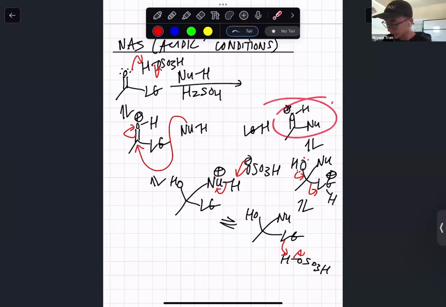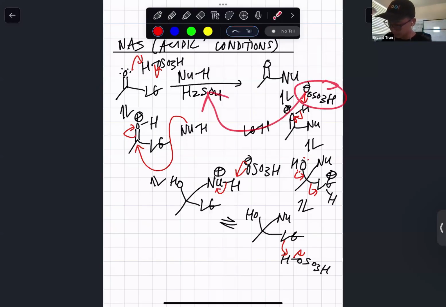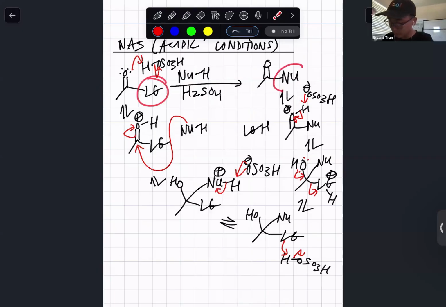And if we get our last intermediate right here, the last part of this mechanism is to neutralize the positively charged oxygen by deprotonating it with the conjugate base of H2SO4 to reform the acid catalyst, H2SO4, right? We are going to reform this H2SO4 right here. And we did the same thing as the last mechanism in basic conditions, we substituted the leaving group with whatever nucleophile we used in the reagent. But in acidic conditions, it's way longer. It's more than 2 steps for sure.